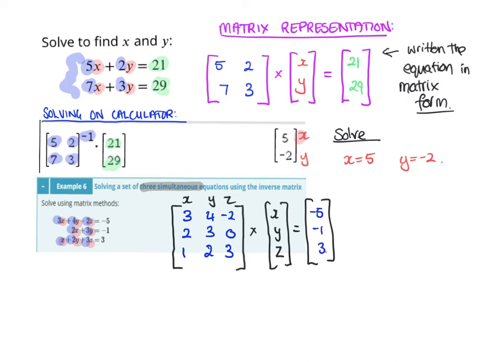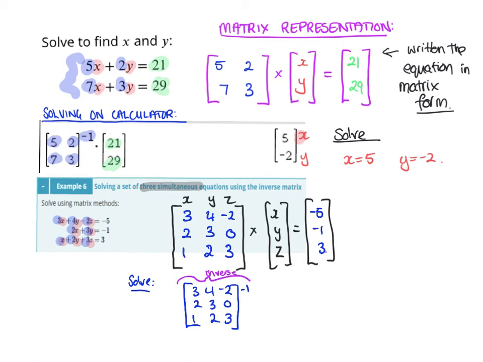Okay, so if I'm going to solve this, what I would be typing in my calculator is I need the inverse of this first matrix. So I need to type this first matrix in, raise it to the power of -1. So remember, this is the inverse matrix, that one there.